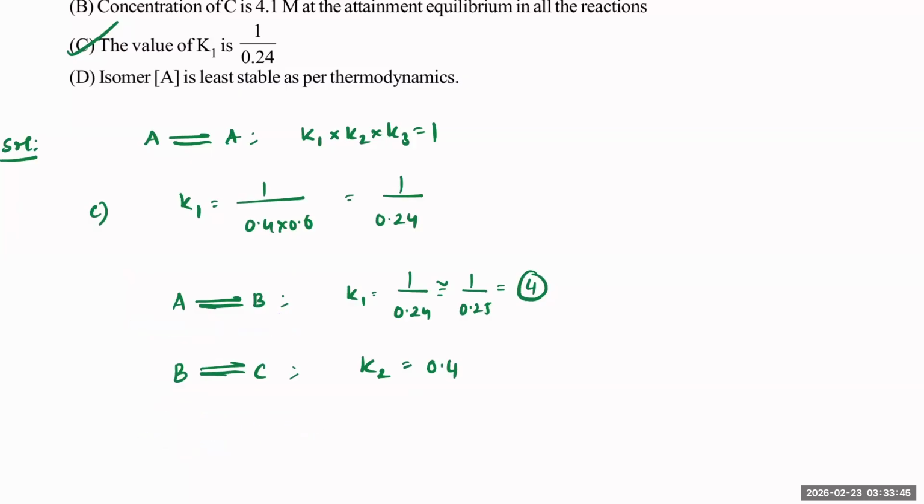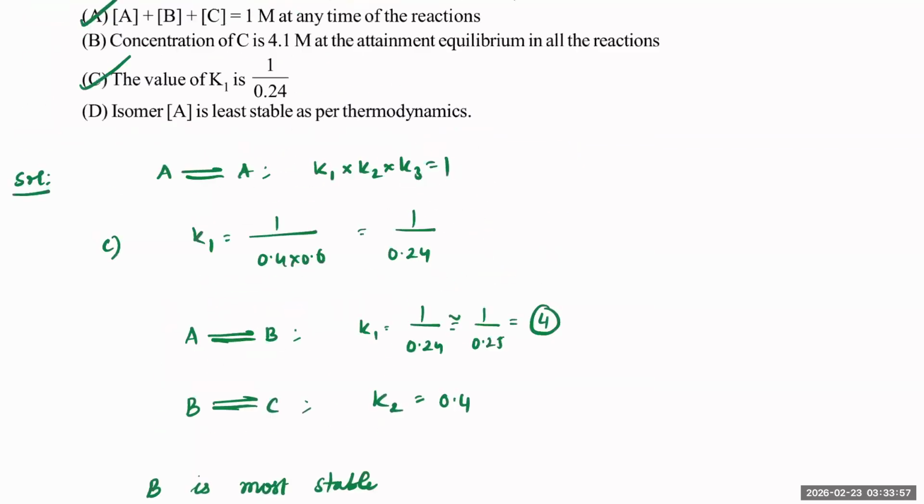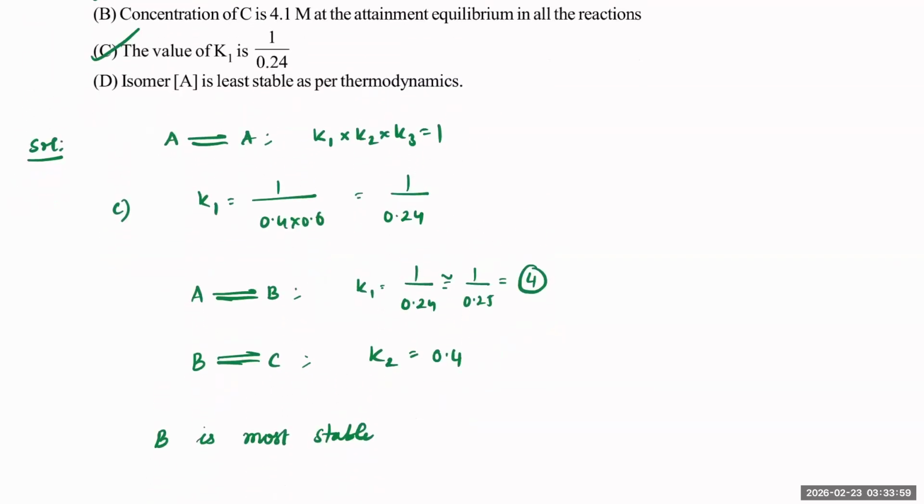So tell me which is thermodynamically more stable, A, B or C? B. B is more stable. Okay. So B is most stable in terms of thermodynamics. So that also gives the idea that A is least stable because this equilibrium value is very high. We suggest that A forming B is least likely to happen as compared to C forming B. So therefore, this D is also correct.